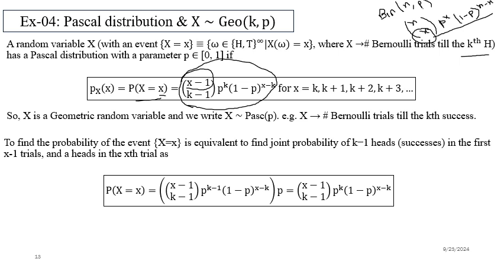What does it mean? It means that in the first x minus 1 trials you have already got k minus 1 successes. So it is a joint probability: you have already got k minus 1 successes in the first x minus 1 trials, and in the x-th trial you are getting 1 success. What is the probability of 1 success? P. What is the probability of k minus 1 successes in x minus 1 trials? It comes directly from the binomial distribution. And in the x-th trial you are getting 1 success, with probability P. It is a joint probability. If you simplify, it takes this form.